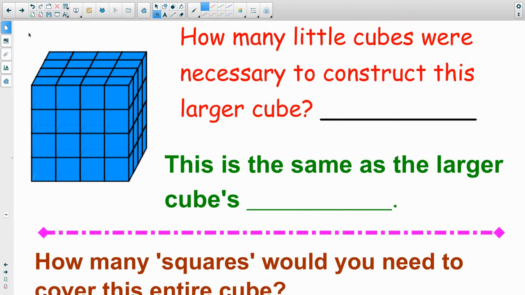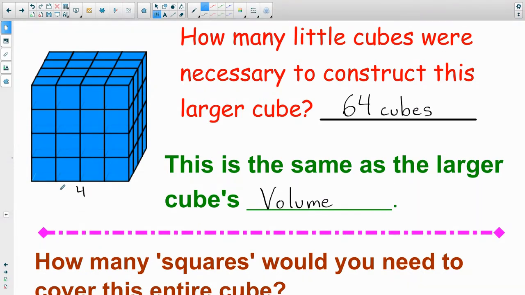Okay, so if you came up with 64 cubes, you were correct. And if you came up with this is the same as the larger cube's volume, you were also correct. Well, let's see how we could have done this formulaically. If you knew that what you really were calculating here was this larger cube's volume, you would say, let me find out what one of these edges happens to be. Well, let's count. 1, 2, 3, 4.